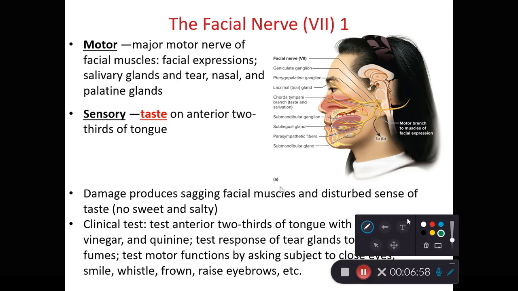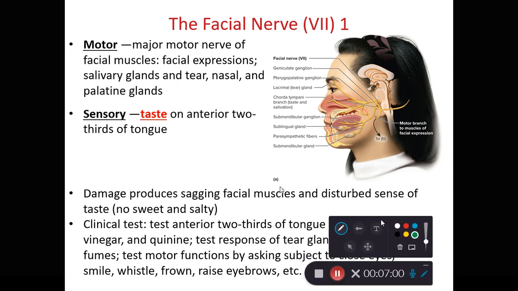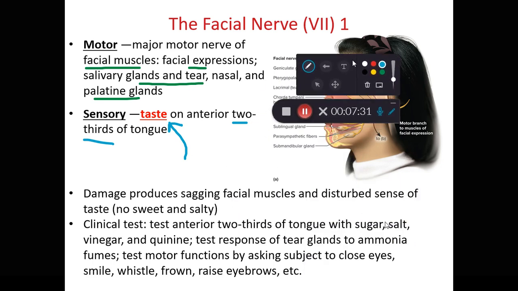The facial nerve is a fairly large nerve of the face. It's a major motor nerve that has some large branches. The facial nerve is going to control many of our facial muscles, expressions, salivary glands, tear glands, the palatine glands, so salivary excretions. The facial nerve is also a nerve of sensation. It allows for us to have our sense of taste on the anterior 2/3 of the tongue. So in addition to controlling the salivary glands and muscles of the face, the facial nerve is also going to control the sensory information from the front 2/3 of our tongue.